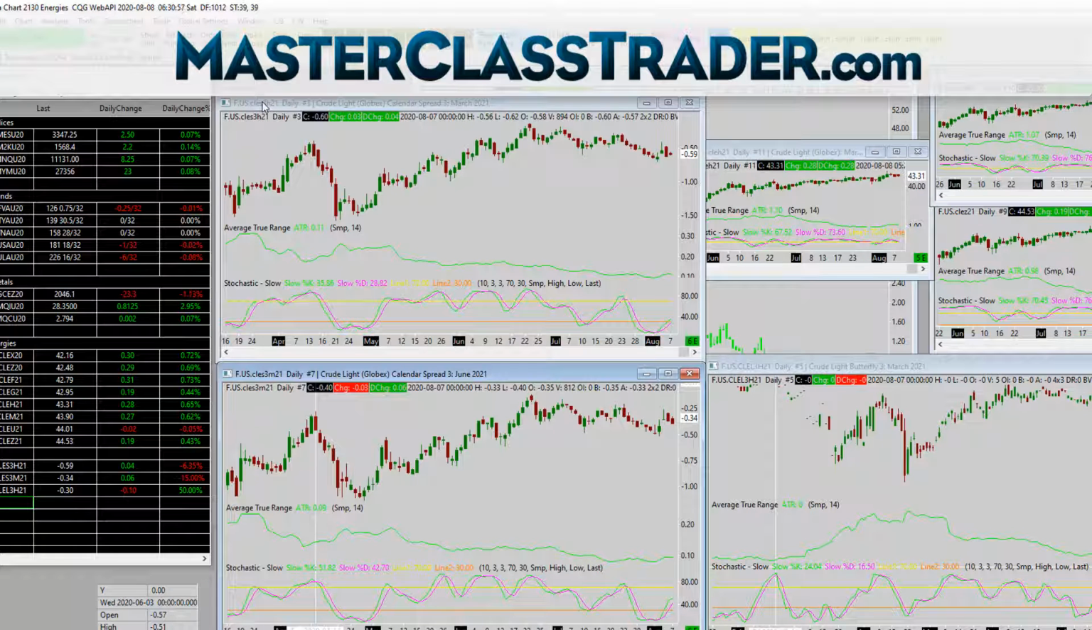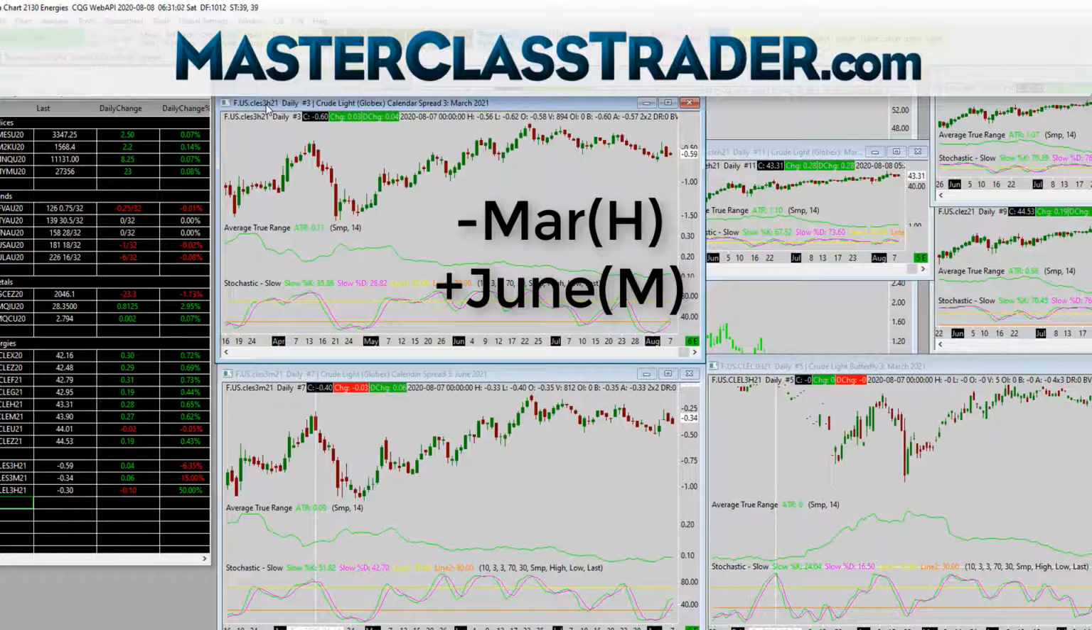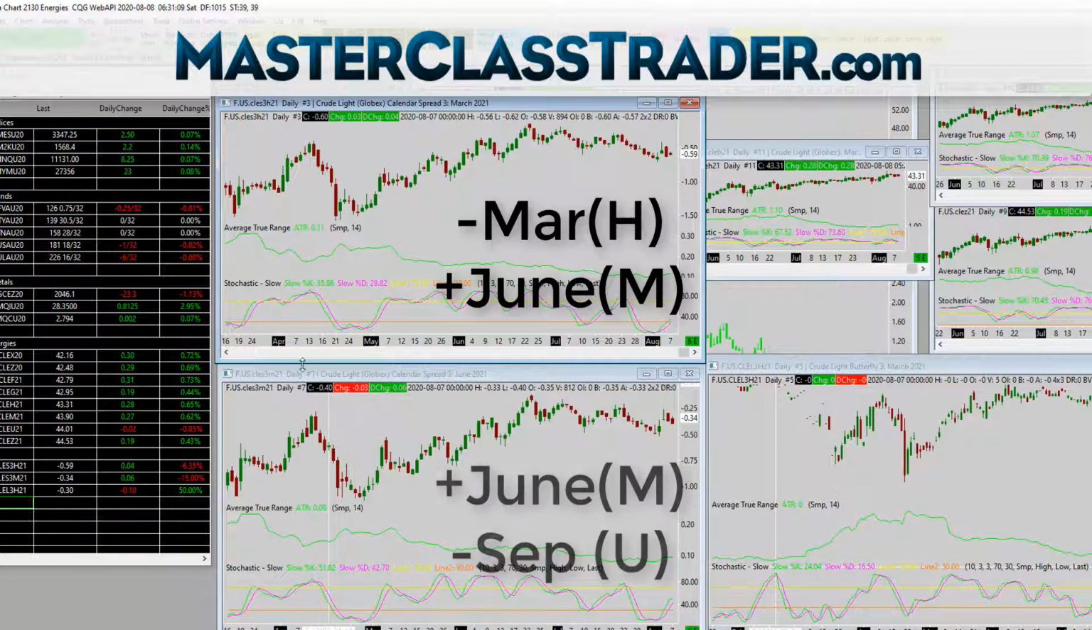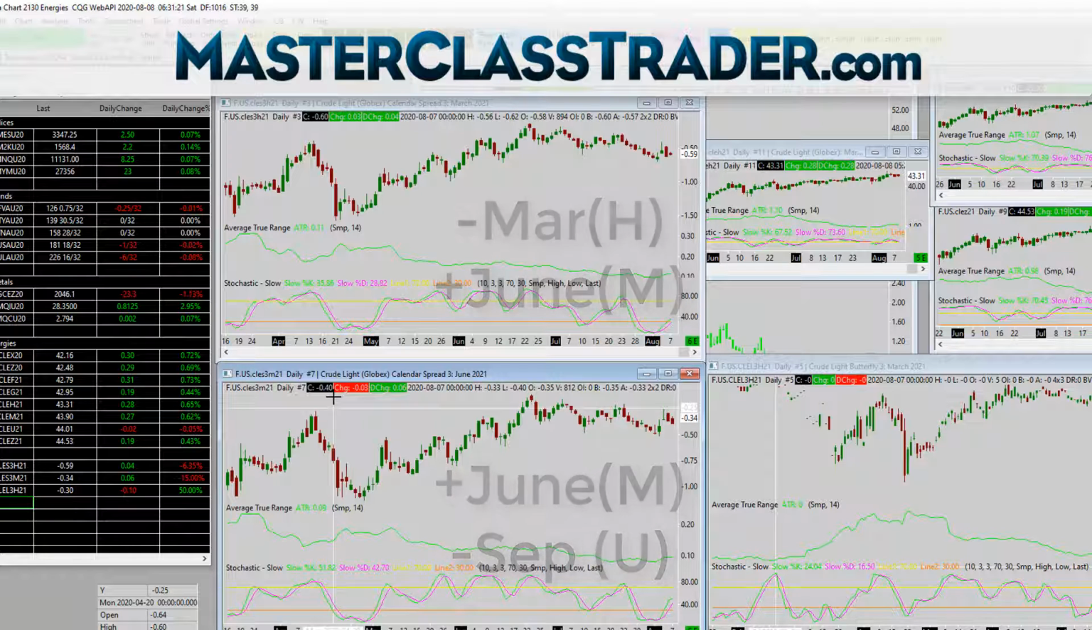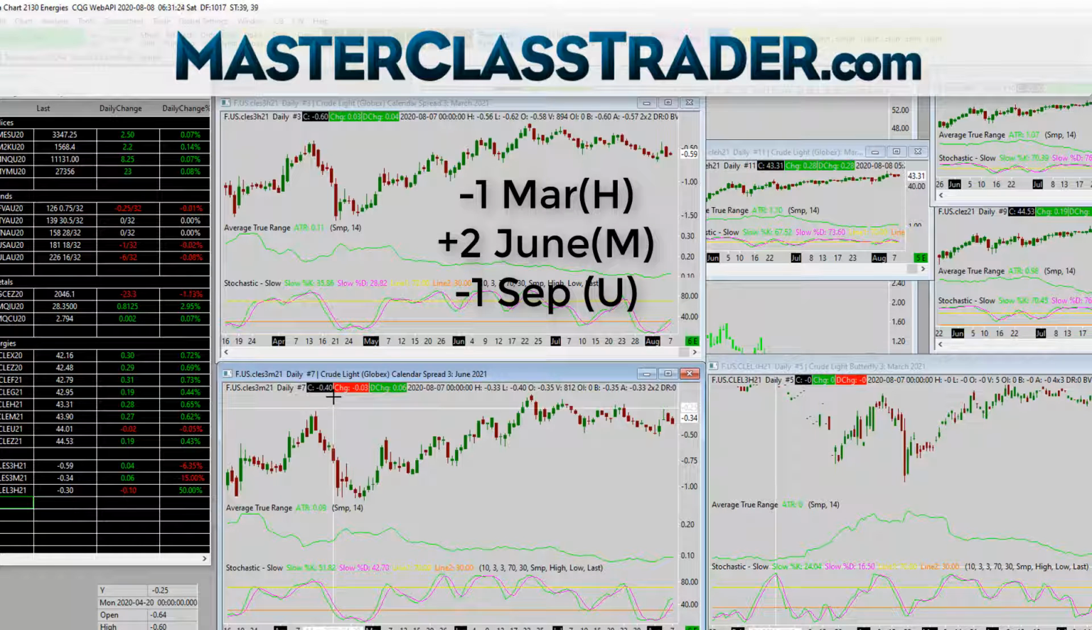Okay, so on the bearish side, if we were to be selling, let's look at starting off with a bear spread, where a bear spread in the March-June is selling March, buying June. Over here in the June SEP spread, a bull spread would be buying June, selling SEP. Combining the two would mean you have short 1 March, long 2 June, short 1 SEP. Does that make sense when you combine the two?